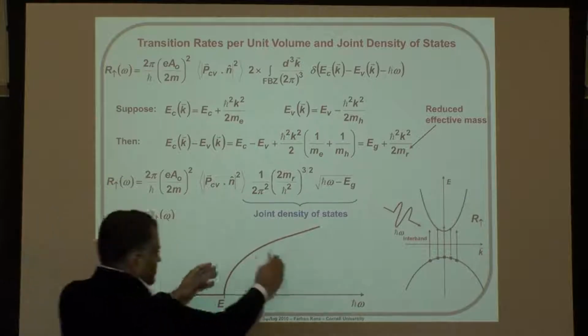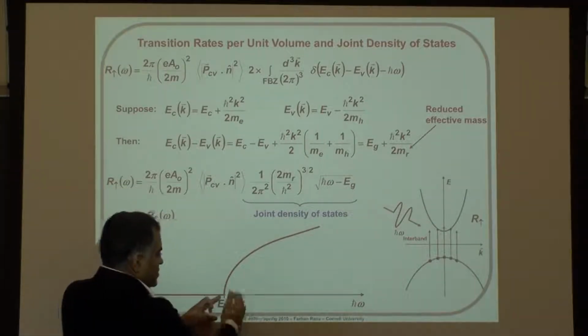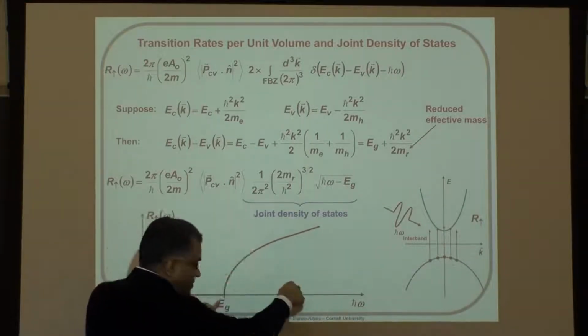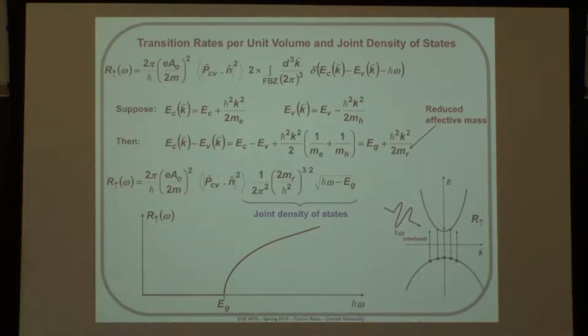And the joint density of states depends on the dimensionality of the nanostructure. If you have 3 dimensions, it's one shape; if you have 2 dimensions, it's going to be a staircase. If it is 1 dimension, it's going to be kind of 1 over square root and all that. So you can change the absorption coefficient spectrum by playing with nanostructures. You can change it in a very interesting way.